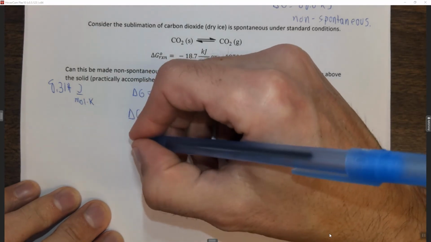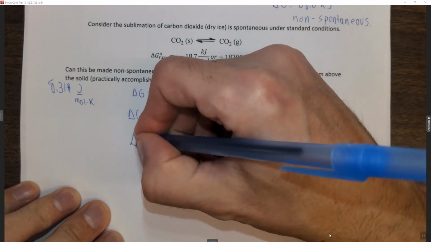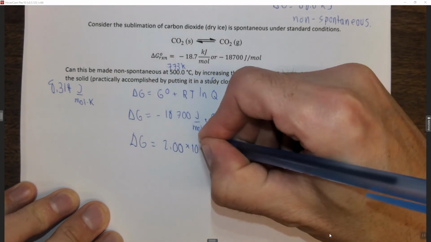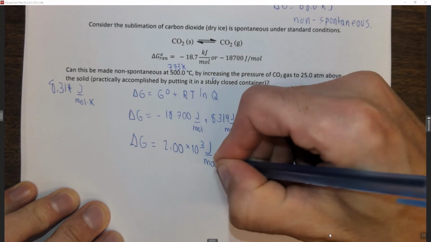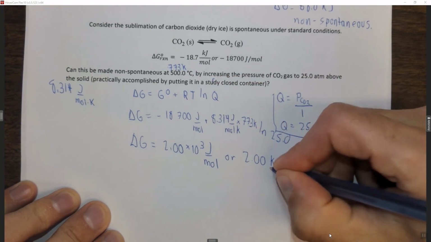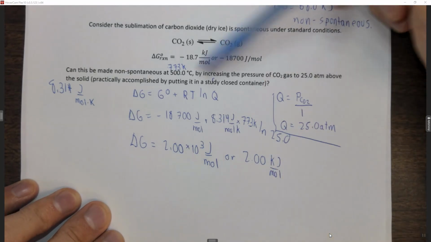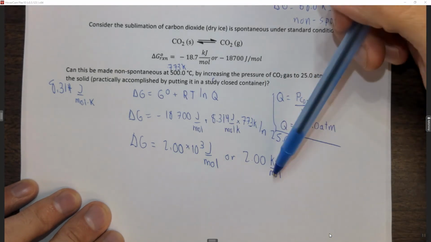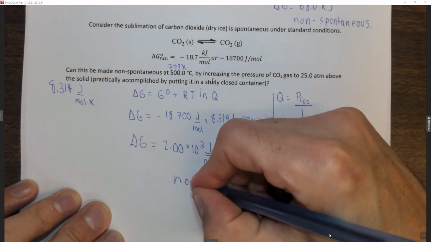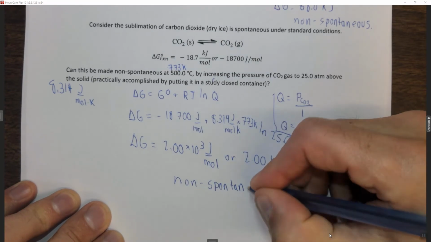When we do the math, we find that the delta G is 2.00 times 10 to the third joules per mole, or 2 kilojoules per mole. All right, so under these very high temperature and high pressure situations, the delta G has become positive. So under these conditions, this is non-spontaneous anymore.